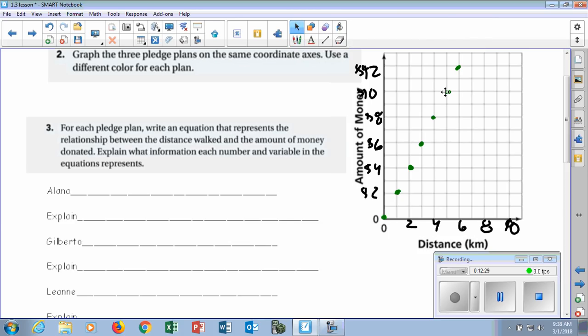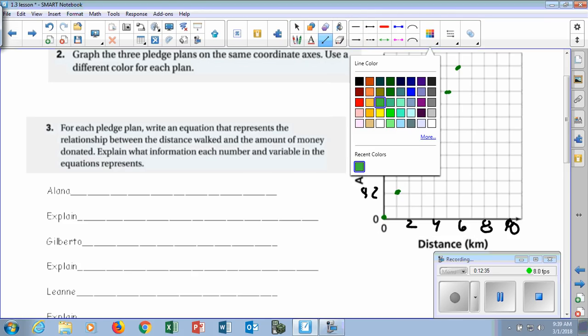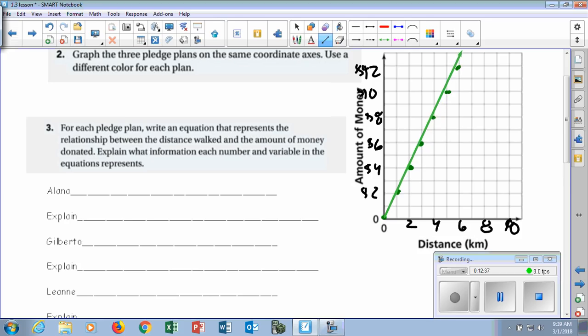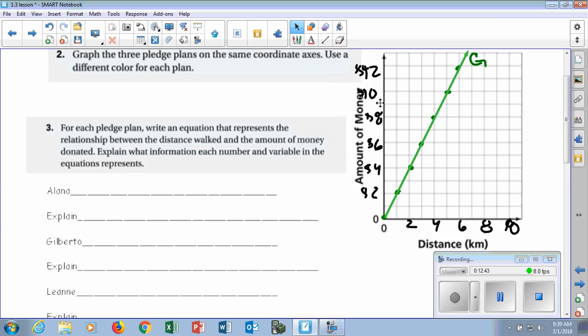Now I'm going to connect them with my green line. This is where your colorful markers come in handy. There's my line. And if you don't have any colors and you want to just use a pencil, just label it as G for Gilberto. Now if we do Elena, I'm going to do it in blue.